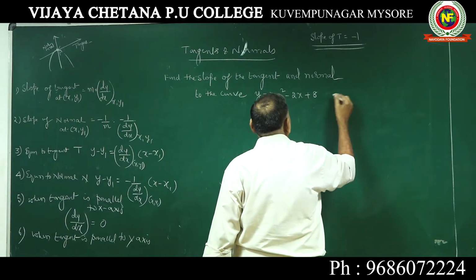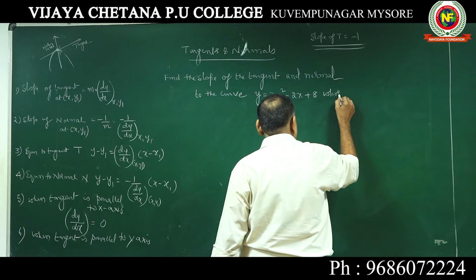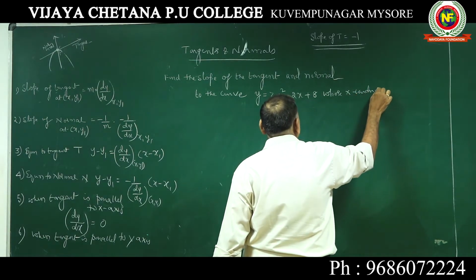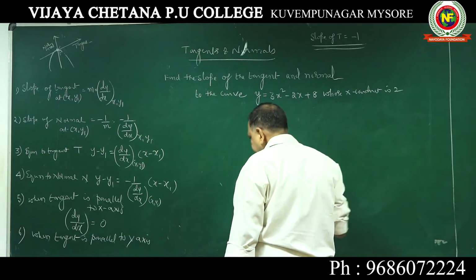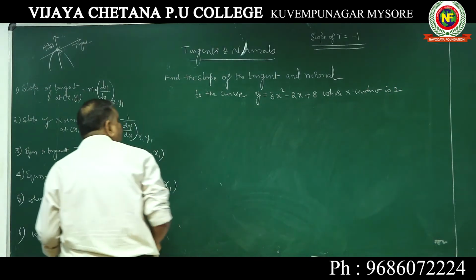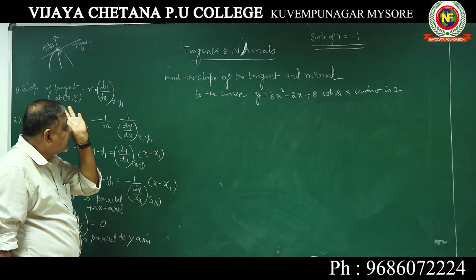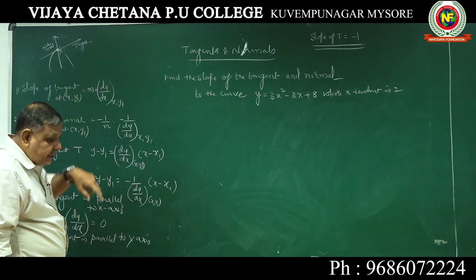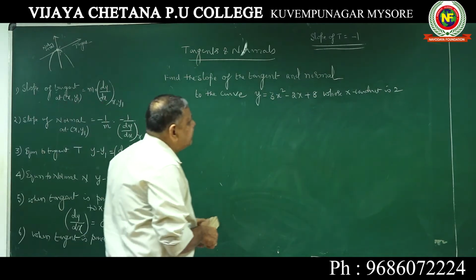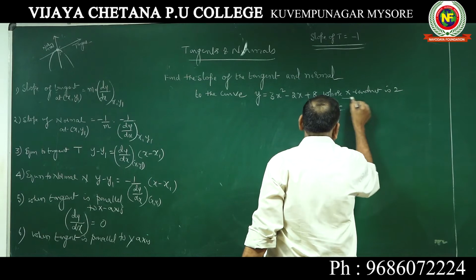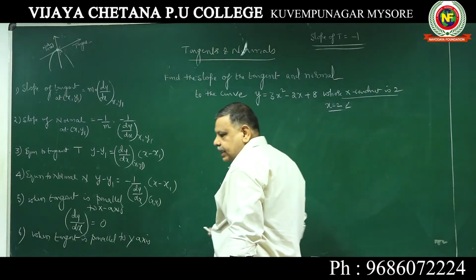Or you can take whose x coordinate is 2. Find the slope of the tangent and normal to the curve y is equal to 3x square minus 2x plus 8, whose x coordinate is 2. That means if they say x coordinate is 2, x is 2. That is another way of doing the problem. It is nothing but x equal to 2.